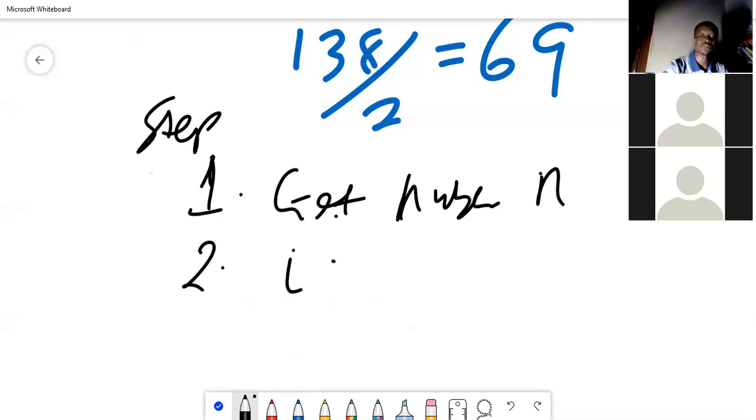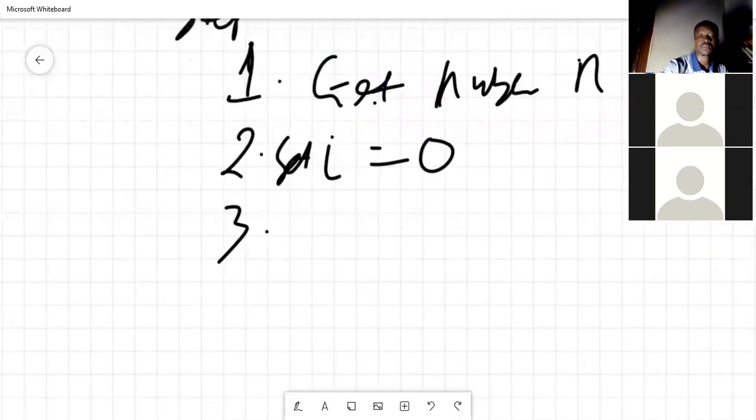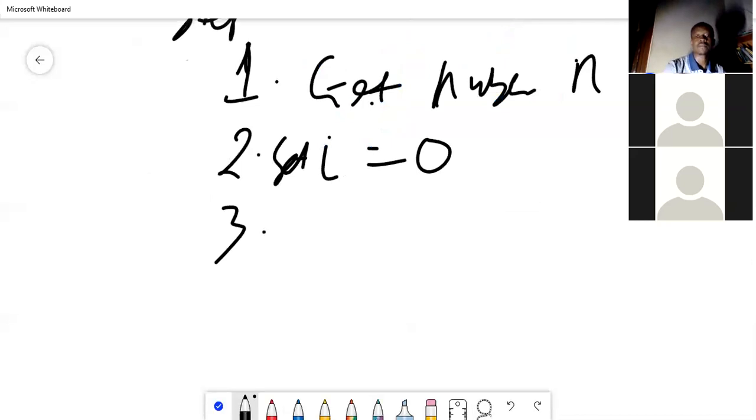Set I equal to 0. Right. Step 3. What would you do? Step 3. Remember that we have an idea, the formula. We need to subtract 2 times I. In programming, you don't write 2 times I, you write 2 star I. That means 2 times I. Please put in your hand, and this is asterisk.